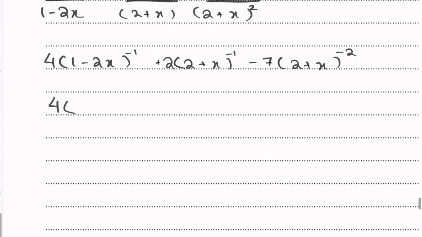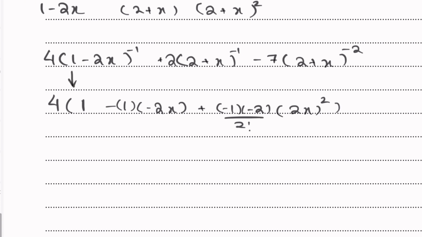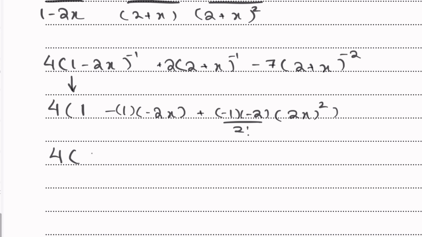So it's going to be 4 into 1. First let me just simplify everything here. We've got 4 into 1 minus 2x to the power of negative 1. In order to expand this, it's 1, and then I'm going to have to get the power times negative 2x, and then negative 1 times negative 2 divided by 2 factorial times 2x squared, and I'm going to stop at squared. And so the first one is going to be 4 into 1 plus 2x, and then 4x squared.